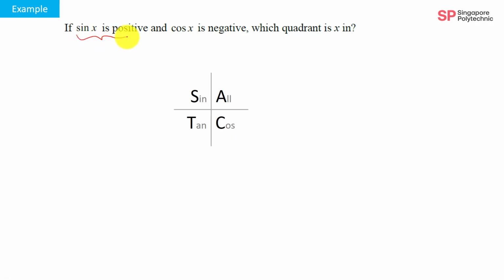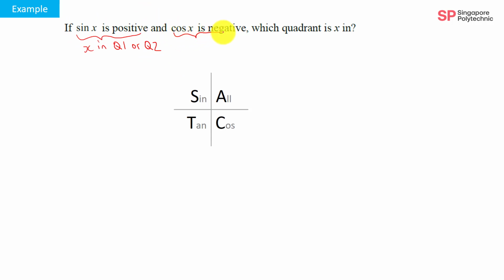So if we know that sine x is positive, it means that x can be in quadrant 1 or quadrant 2. Because in quadrant 1, all ratios are positive, whereas in quadrant 2, only the sine ratio is positive.